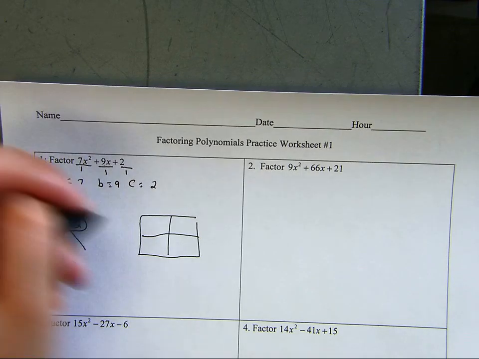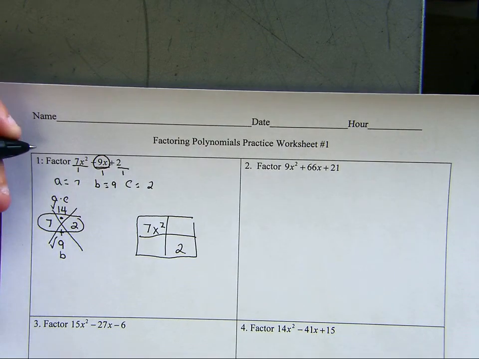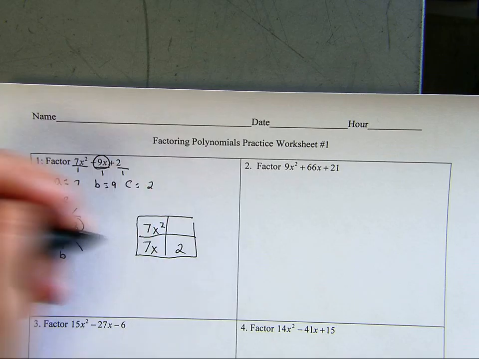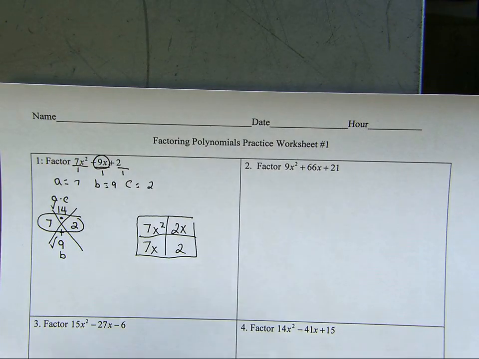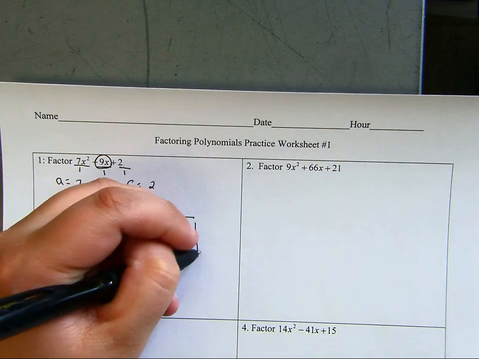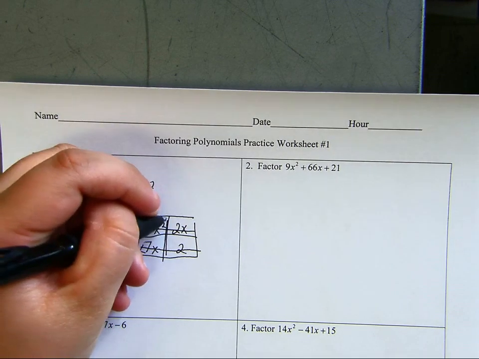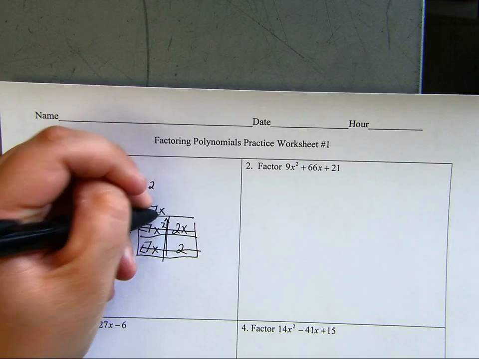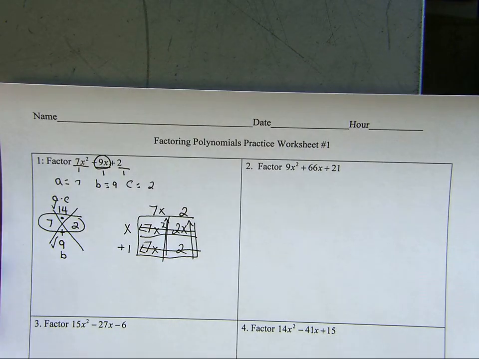Now we look back at the original problem. First term, first box, last term, last box. Instead of writing this plus 9x, we now need to use the magic numbers to separate it. So the 9x becomes the 7x and the 2x. Now find the GCF of the rows. So 7x squared and 2x is just x. 7x and 2 is just a positive 1. 7x squared and 7 is 7x, and then a positive 2x and 2 is a positive 2.